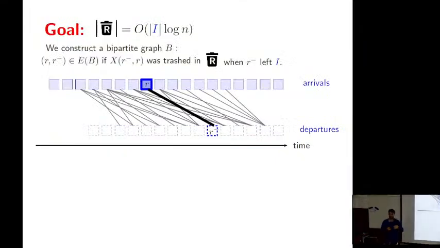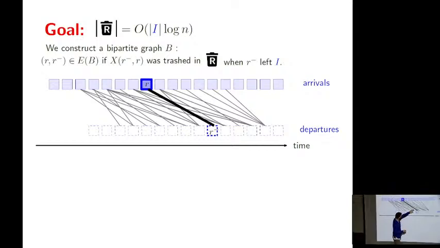The thing is that we cannot bound it locally, so we have to have a global analysis. The analysis is based on building a bipartite graph, where on one side we have the rectangles that entered the independent set, and on the other side the rectangles that left the independent set. We put an edge between two rectangles if, at the moment one was removed from the independent set, the corresponding edge was put in the special trash.